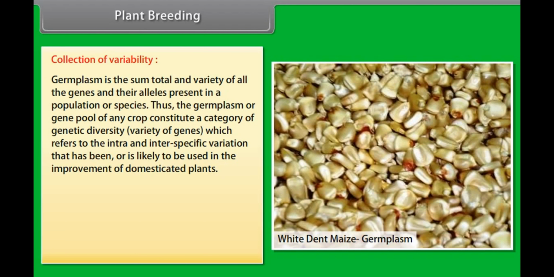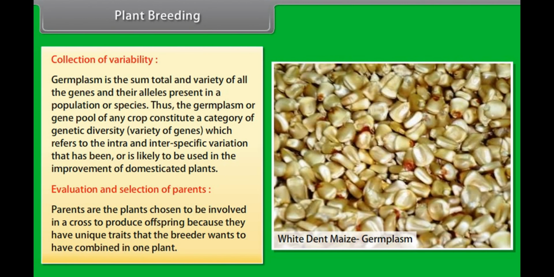Thus, the germplasm or gene pool of any crop constitutes a category of genetic diversity, that is, variety of genes, which refers to the intra- and interspecific variation that has been or is likely to be used in the improvement of domesticated plants. Evaluation and selection of parents. Parents are the plants chosen to be involved in a cross to produce offspring because they have unique traits that the breeder wants to have combined in one plant.